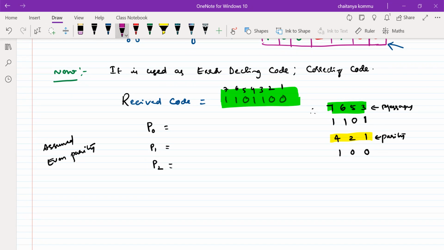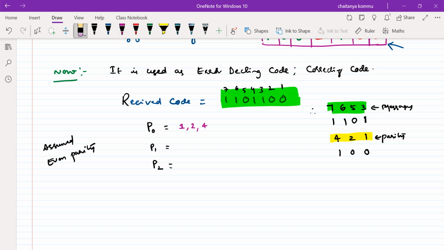So what we have to write is that we have to take the P0 value. So what is the value of this one? P0, how do we define P0? The positions of 1, positions of 2, positions of 4.